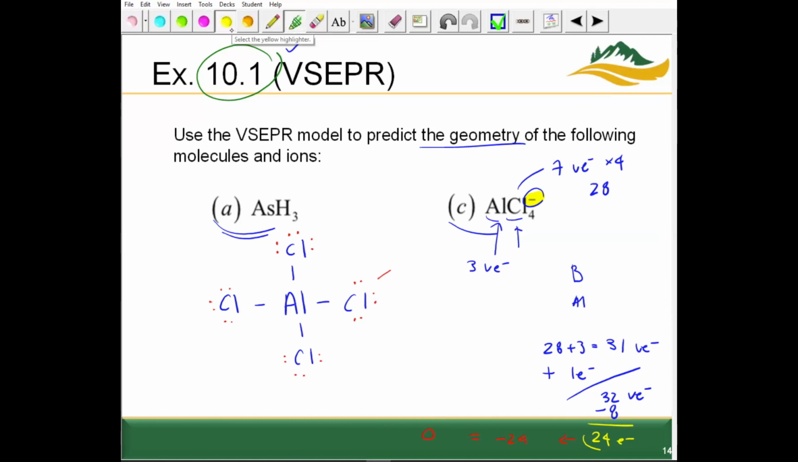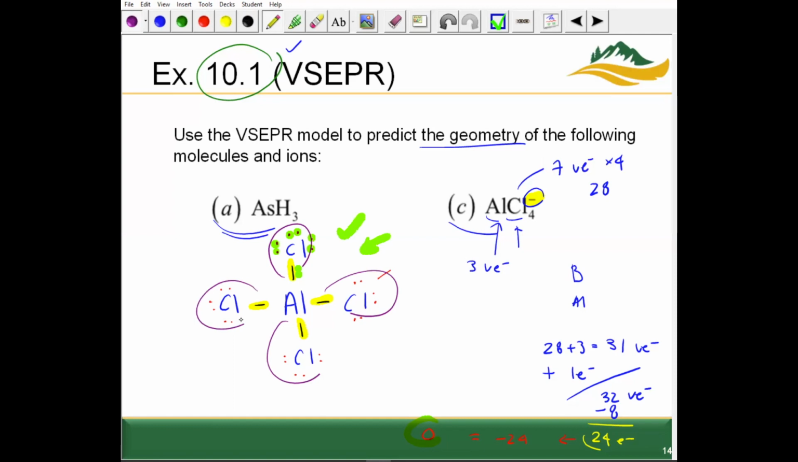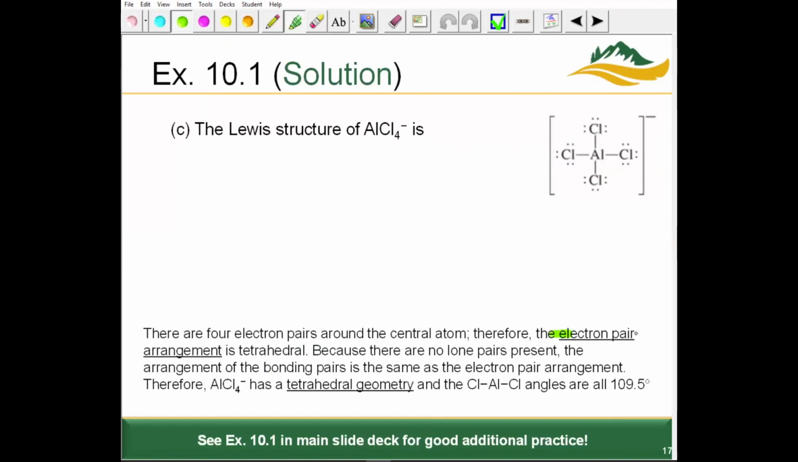Did we fill everyone's octet? Well, aluminum, yes. 1, 2, 3, 4, 5, 6, 7, 8. For chlorine, also yes. So 1, 2, 3, 4, 5, 6, 7, 8. This is a good Lewis dot structure for this compound. We've used all the electrons. We've filled every atom's octet. And looking at the total number of groups around the central atom, we definitely have 4 electron groups. That means we're dealing with tetrahedral arrangement of electron pairs. So the arrangement of electron pairs is tetrahedral.